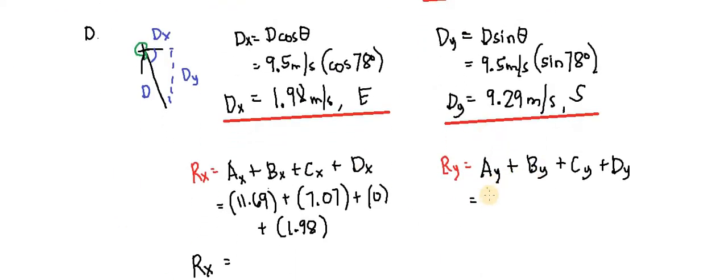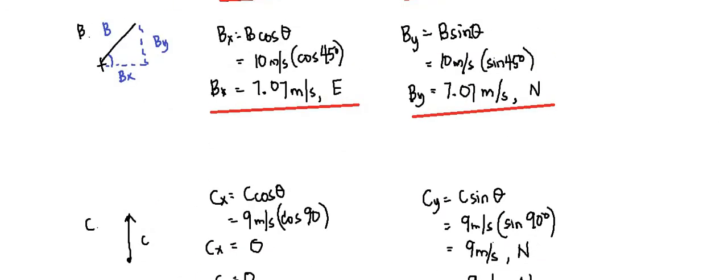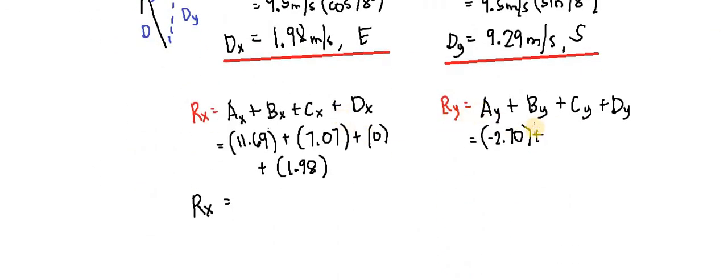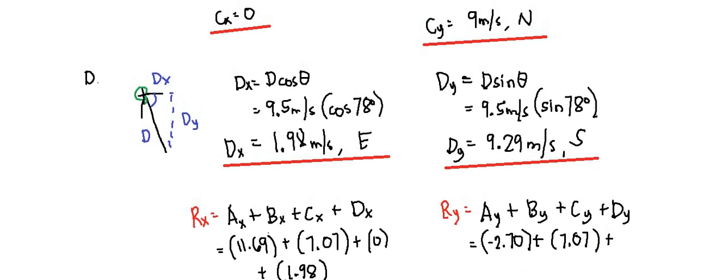So, we have here negative 2.70 plus, the other one is going north. For our B sub Y, we have 7.07 going north. So, that's a positive 7.07. For our letter C, C sub Y, we have here 9 meter per second. Still north. So, positive pa din siya. 9 meter per second north. So, 9.